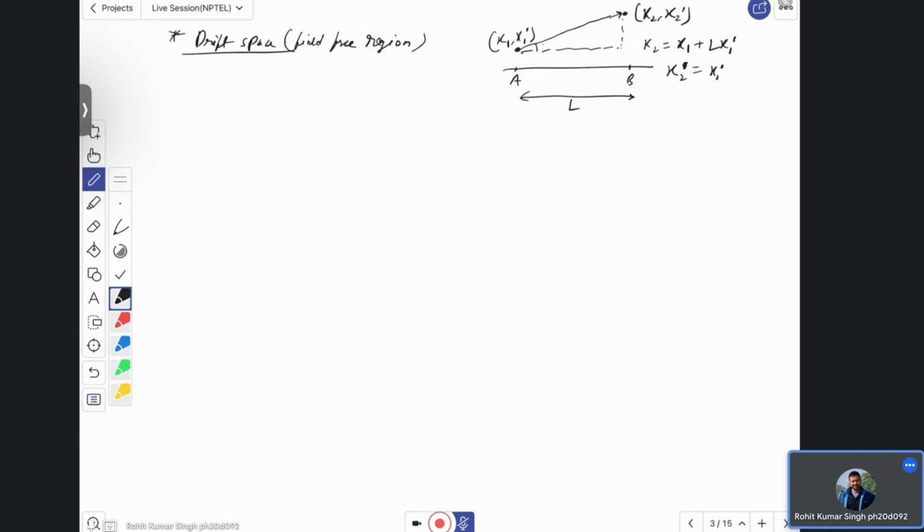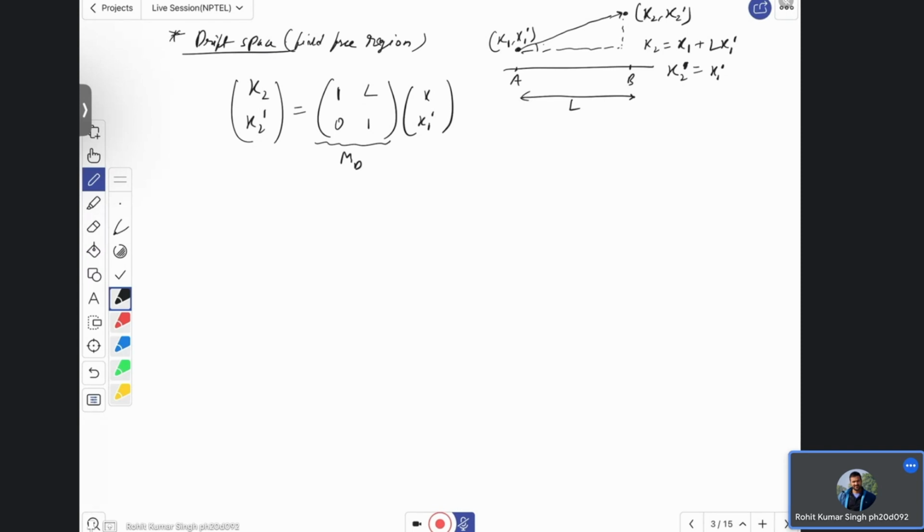Okay, and this we can write in a matrix form like this. So x2, x2 prime, we can write this as 1 L, 0 1, times x1, x1 prime. Okay, and this matrix is called the drift space transfer matrix. I mean, this is the transfer matrix in drift space, denoted by M_D.